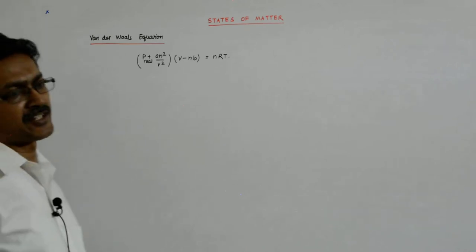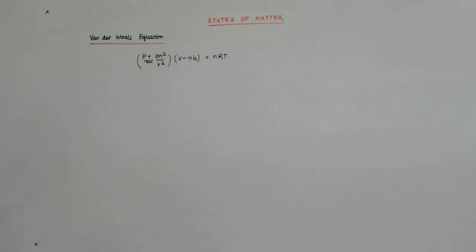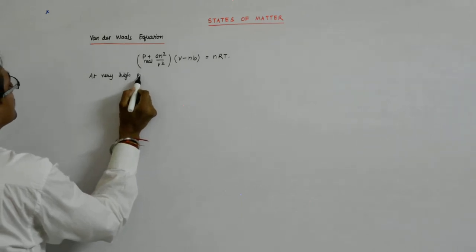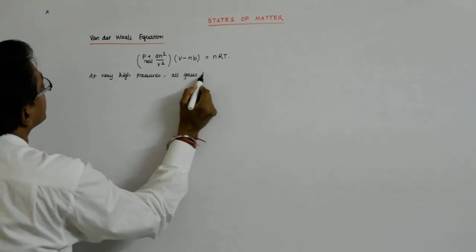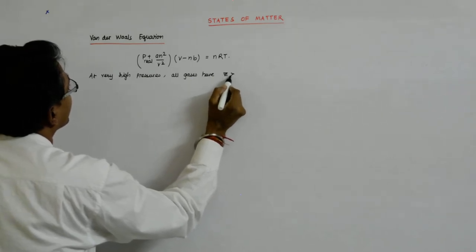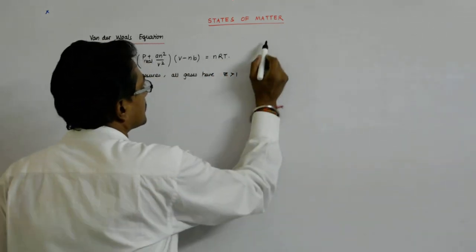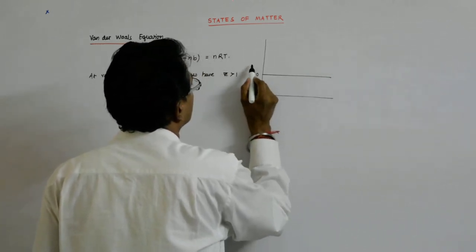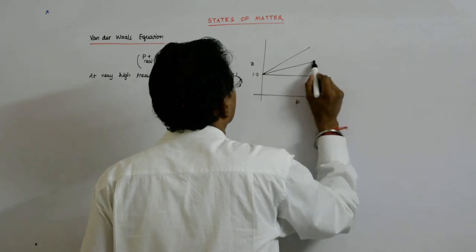Now, at very high pressures, what should happen? When the pressure is high, at very high pressures, all gases have Z greater than 1. Okay. If you see, this is Z versus P that we have drawn. Okay. These were H2 and He.